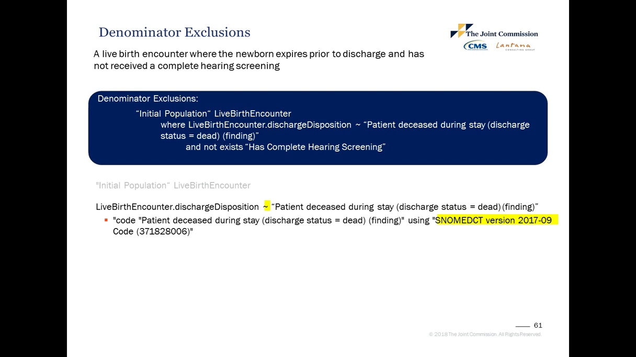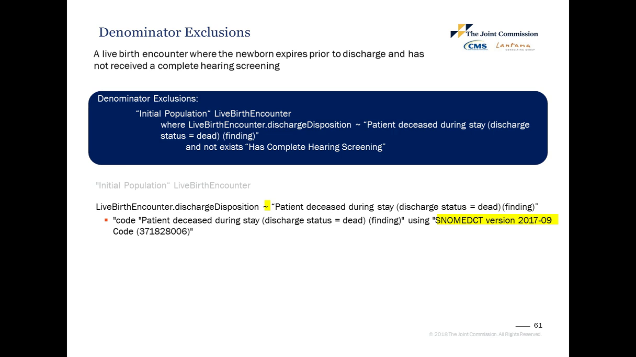Here on slide 61, we look at the discharge disposition, specifically looking to see if there is a status of dead during the live birth encounter. You may notice in this version that we replaced the discharge status attribute with the discharge disposition attribute for the encounter performed data type to align with QDM version 5.3 changes.